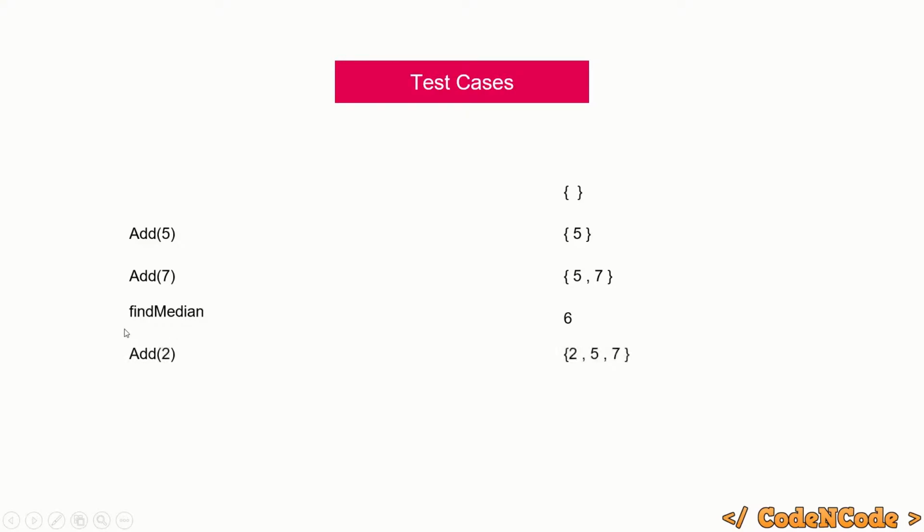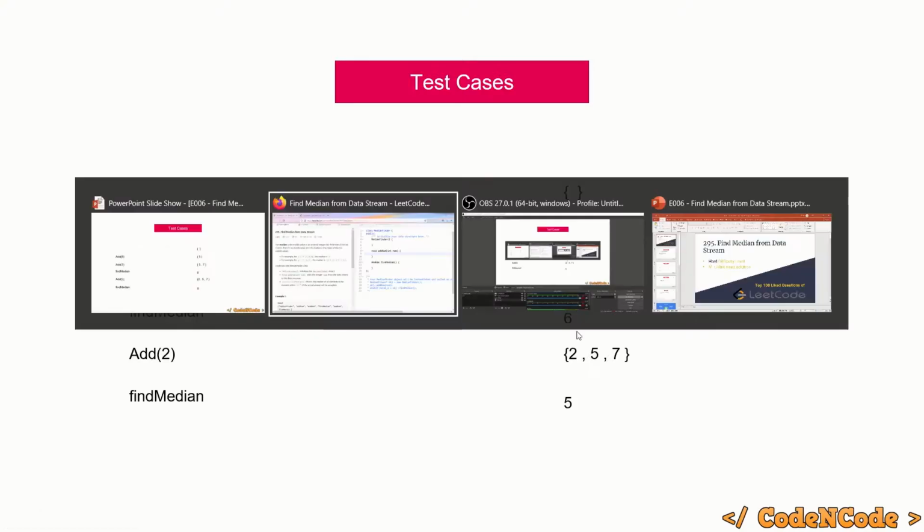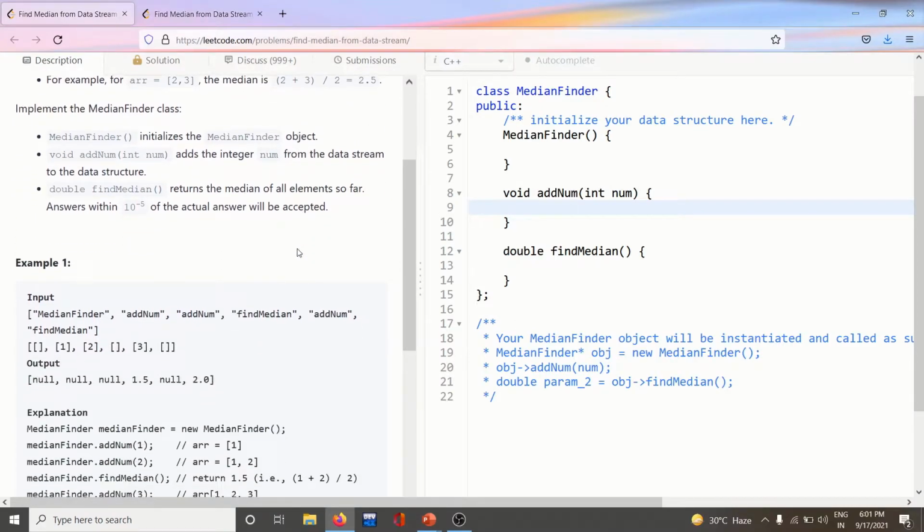Now suppose the next query was to add a number, so now we have 2, 5, 7 in our list, and now what will be the median? Again you can see the number of elements is odd, so the middle one will be the median, that is 5. So this is what we have to achieve. We have to complete addNum and findMedian in such a way that we are able to add elements and return the median, and we have to do it efficiently so that we don't get TLE.